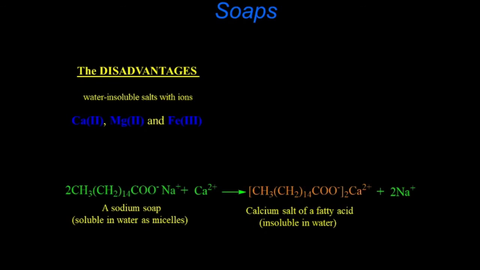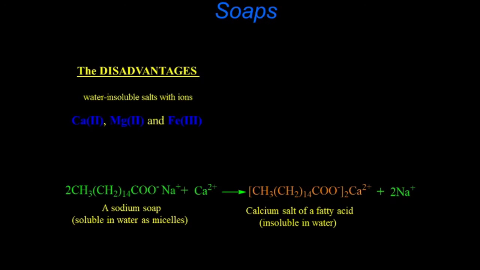Why does it happen? Sodium salts soluble in water react with, for example, calcium cation with formation of a salt insoluble in water. That's why the micelle formation ability of the fatty acid anion is lost in this case.